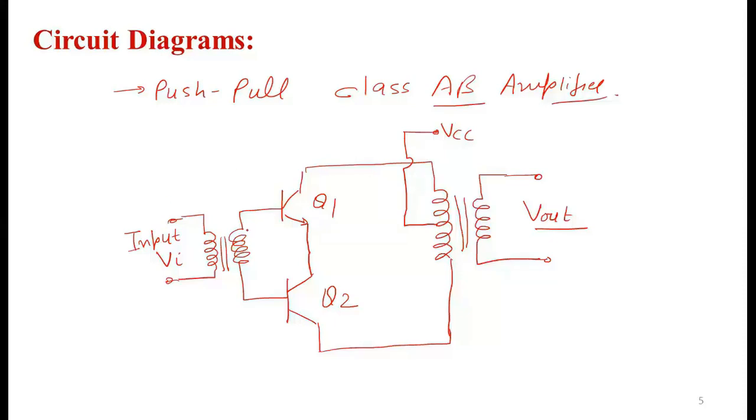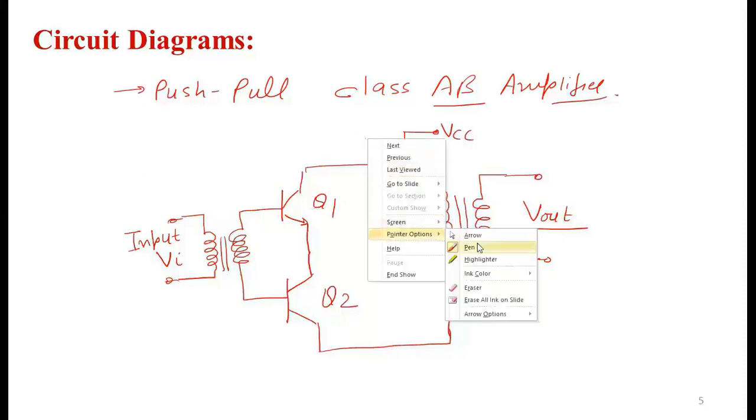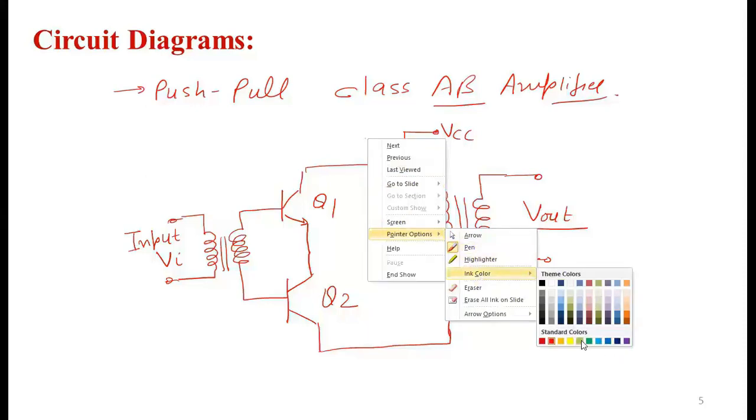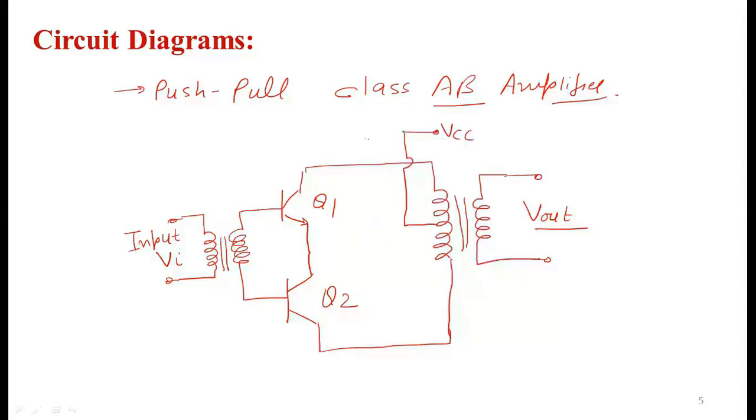Now, this is the same circuit as we discussed in the class B amplifier. For class AB amplifier, there is a modification in the circuit. This is the modification for class AB amplifier. We have the resistor R and the diode D.